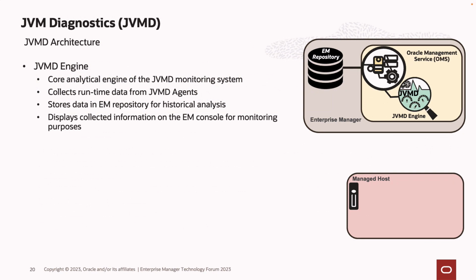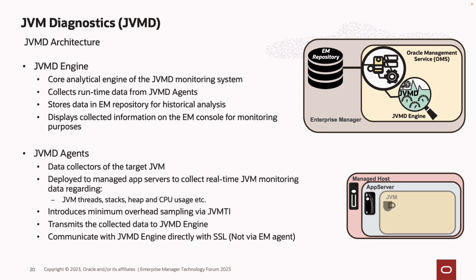Let me briefly show you the JVMD architecture here. At a high level, JVMD consists of the JVMD engine, which is the core analytical portion of the JVMD monitoring system, and JVMD agents, which are the data collectors of the target JVM. JVMD agents are deployed inside the managed application servers and collect real-time JVM monitoring data. The collected data is transmitted to the JVMD engine directly using SSL. So this is a very high-level picture of how JVMD works behind the scenes.